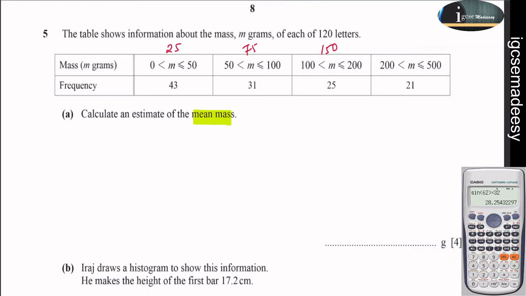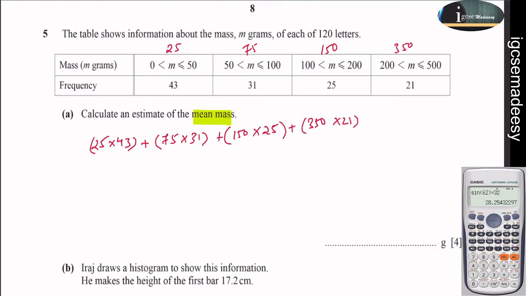200 plus 300 is 700. 700 divided by 2 is 350. Okay. So now what we can do is multiply the mid value with the frequency. We multiply 25 with the frequency, that is 43, and add that to the next mid value times its frequency, plus the next mid value times its frequency, plus the next, and we divide all of these together by the total letters, that is 120.